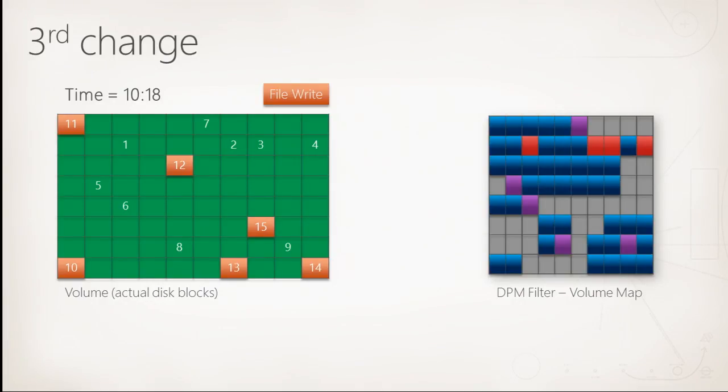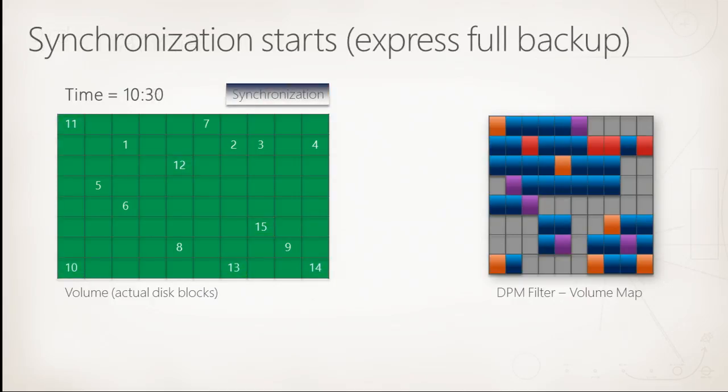And now we're at a point where we're ready to do a synchronization at half past. I already know that no more changes are going to happen. So we write them over to the volume bitmap, we store that data, and we're ready to do that sync. So at 10:30, DPM is configured to do a sync. And the agent on the servers hosting this data is going to send the blocks that have changed over to the DPM server, which we'll walk through in a minute. And this is what we call an express full backup, okay?